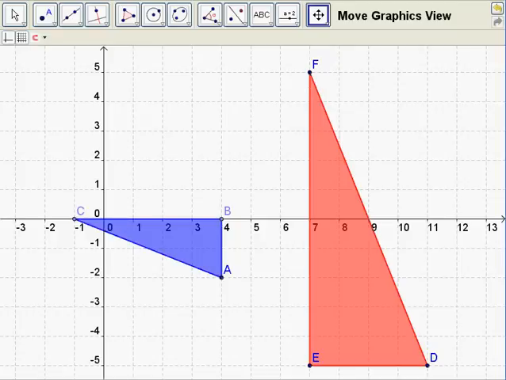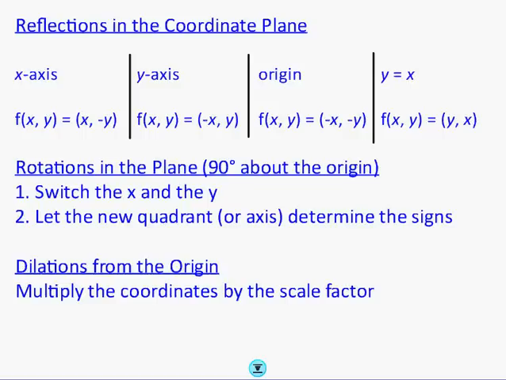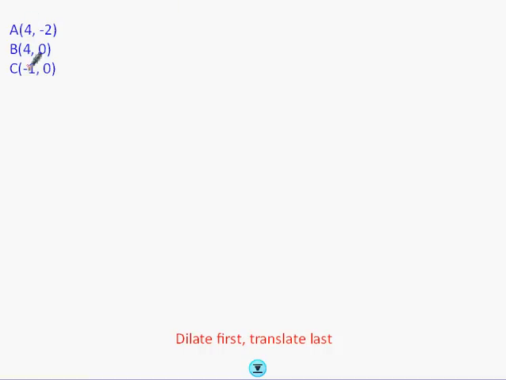Okay, let's remind ourselves how to dilate. By the way, this right here is almost all of what you need to know for the test tomorrow. When I'm dilating from the origin, I have to multiply the coordinates by the scale factor. It's very, very simple. And so I've got these coordinates. I've already written them down. I'm pretty sure they're correct.